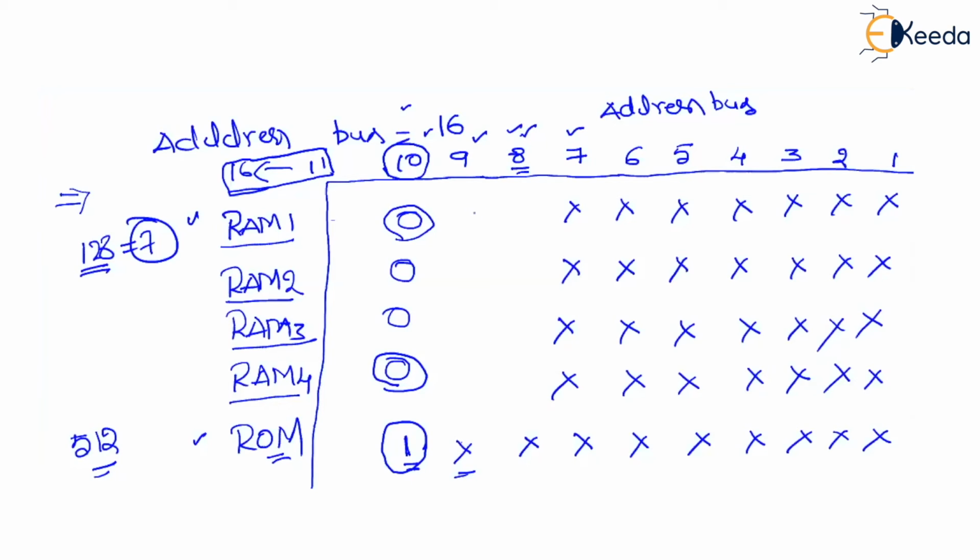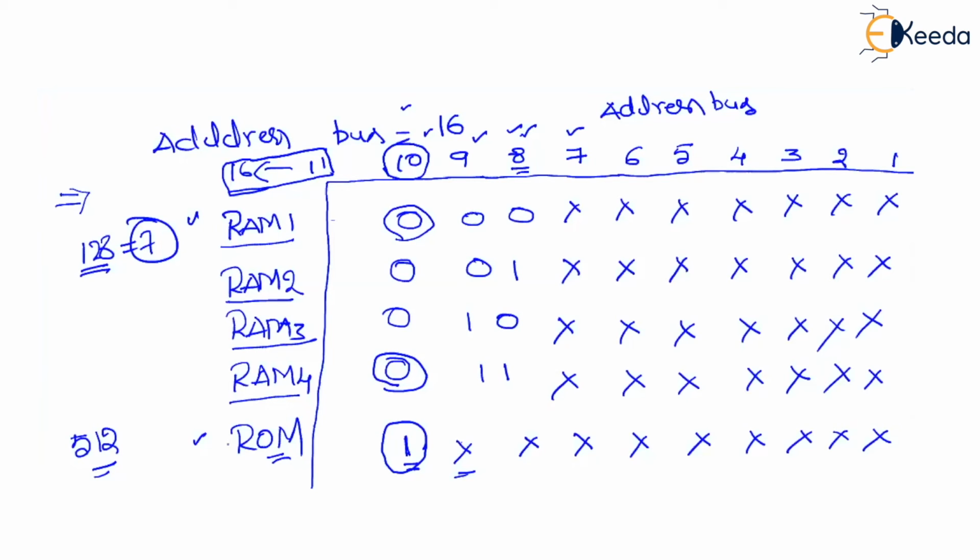If the 9 and 8 digits are 0, 0, the address falls under RAM 1; 0, 1, RAM 2; 1, 0, RAM 3; 1, 1, RAM 4. I hope you got it. That is, first of all, how to differentiate between RAM and ROM.